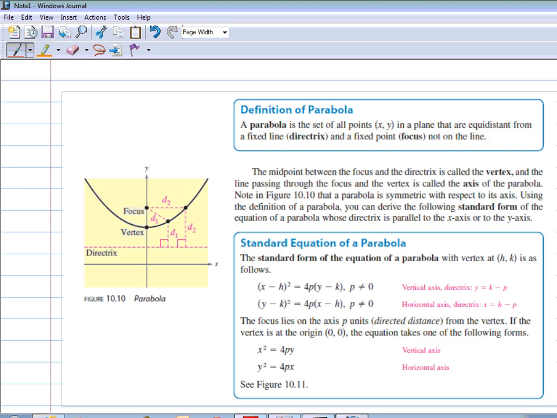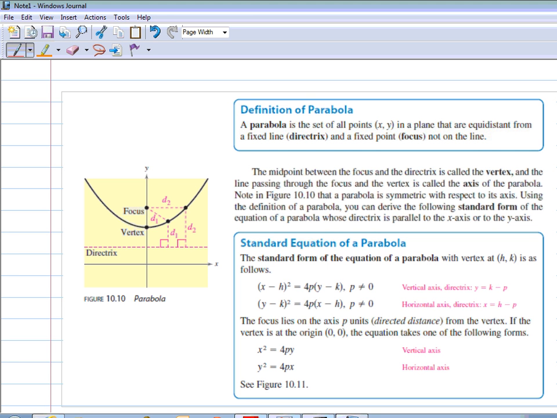The midpoint between the focus and the directrix is called the vertex. You can see that in that figure as well. The line passing through the focus and the vertex is called the axis. We remember that it's symmetrical across a particular axis of symmetry, we call it. So you see this parabola is symmetric with respect to the y-axis on this particular one. We will be dealing with vertical and horizontal parabolas, so we're going to be talking about both of those types.